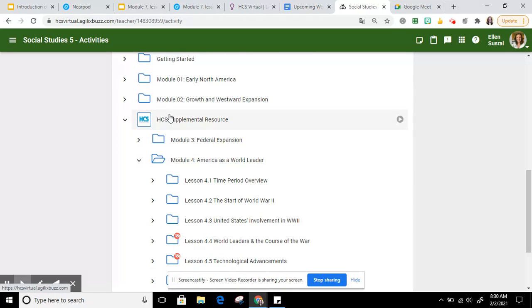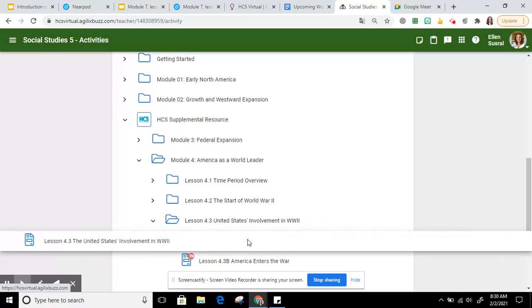Okay, we're looking under the HCS Supplemental Resource folder. We're looking at Module 4, and we're looking at Lesson 4.3, United States Involvement in World War II. I'm going to click on that top lesson, Lesson 4.3, the United States Involvement in World War II.